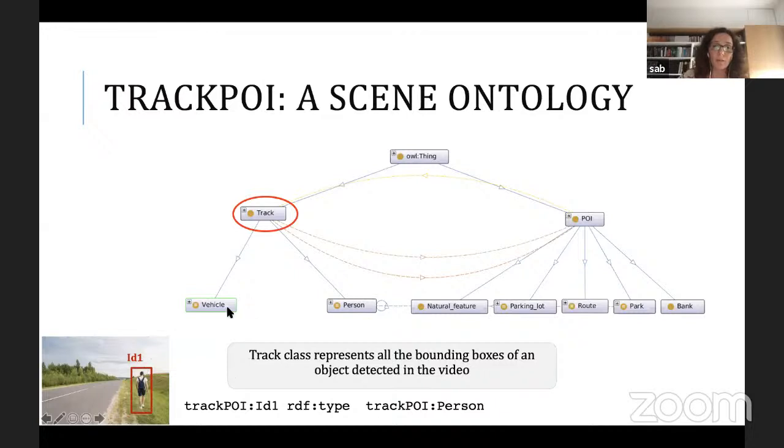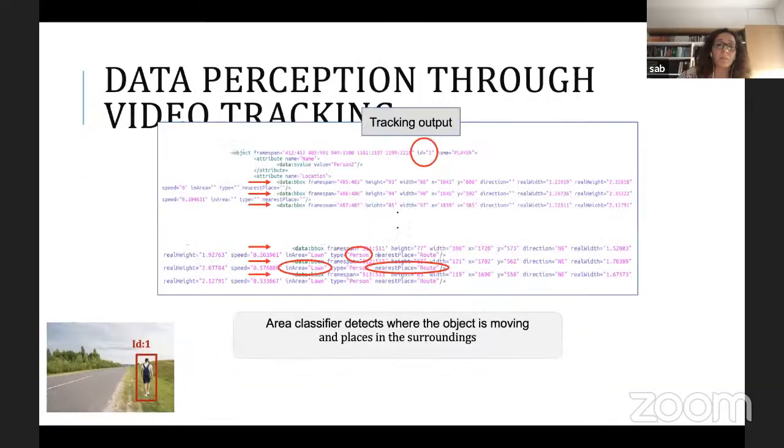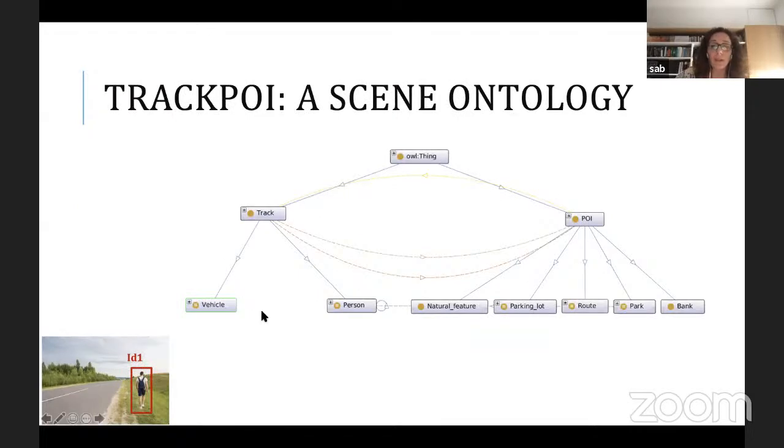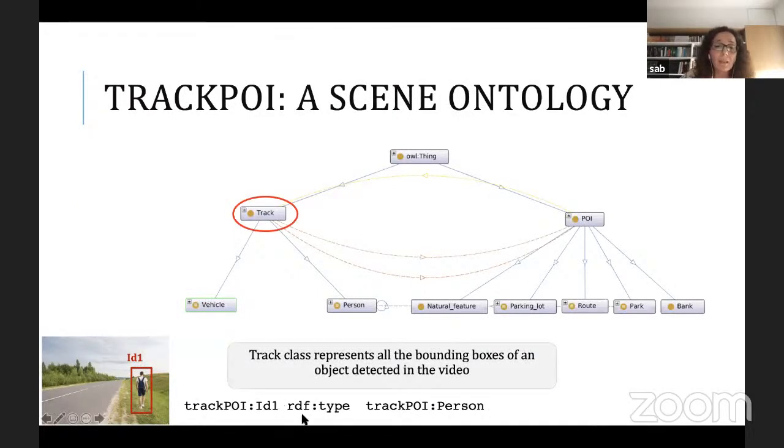Let's suppose that from the previous slide, we get that the bounding box identified by number one is a person. We can collect this information and we can say that the ID RDF type stands for belongs to. This ID is an individual, an instance, belonging to the class person. This is a prefix just to identify that person is a class defined inside this ontology. It's just a way to identify the reference ontology.